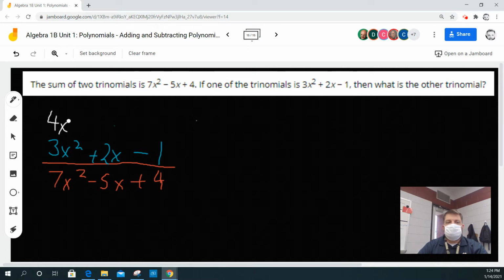4x squared, right? What did I add to 2x to get negative 5x? Negative 7x. What did I add to negative 1 to get 4? Okay, now that's one way to look at it.